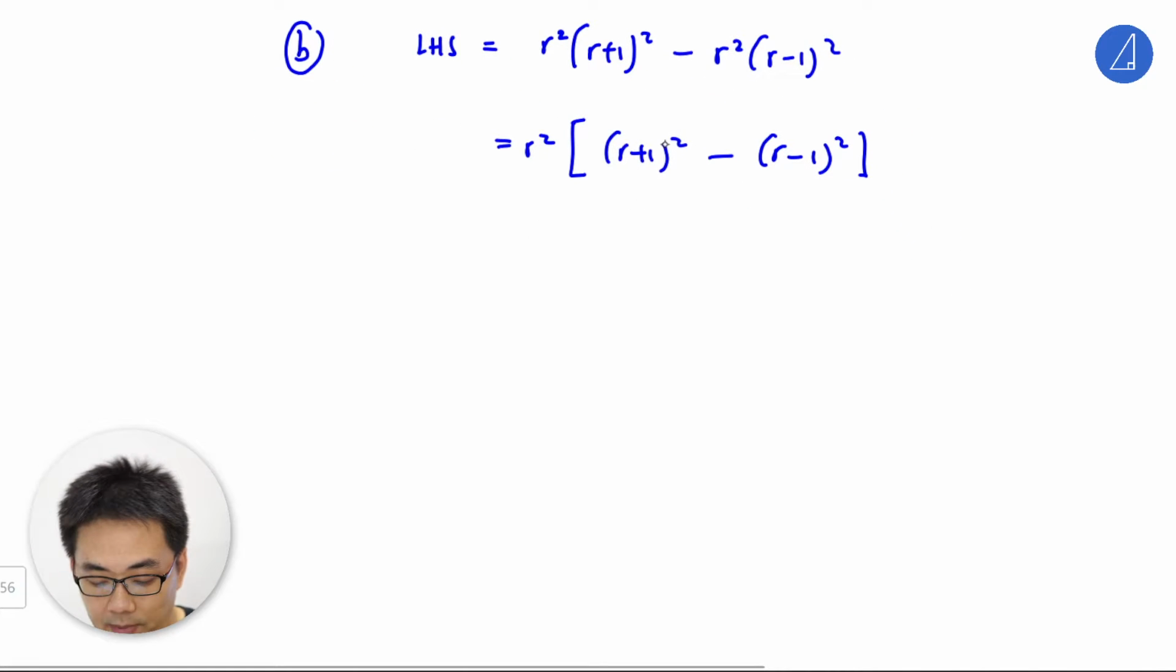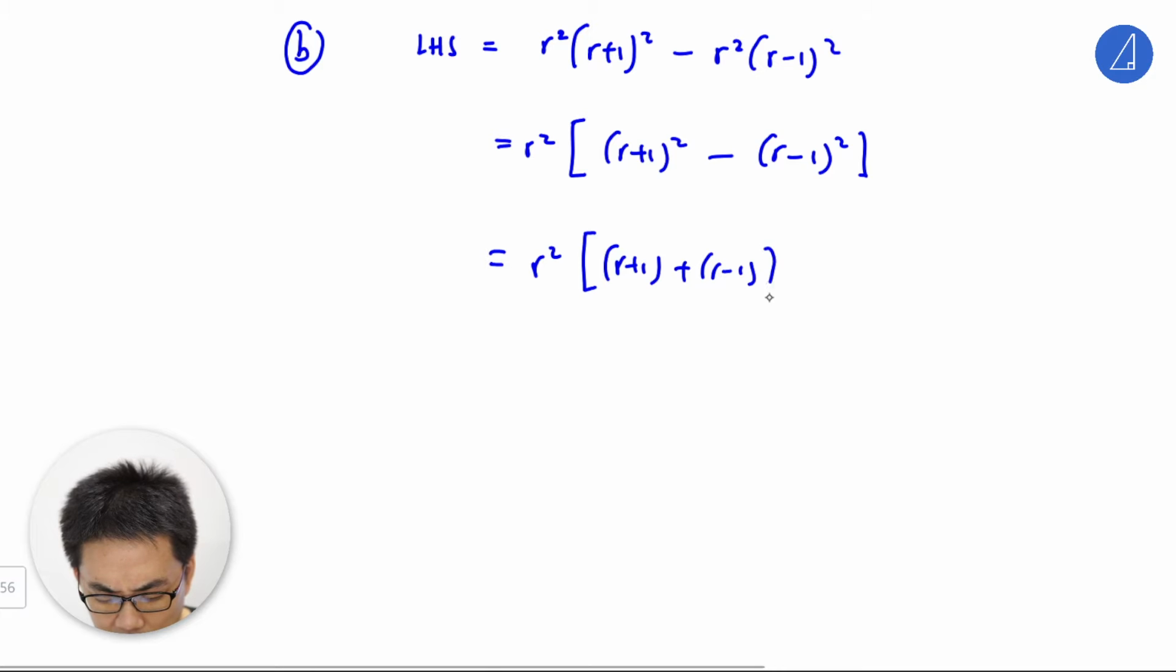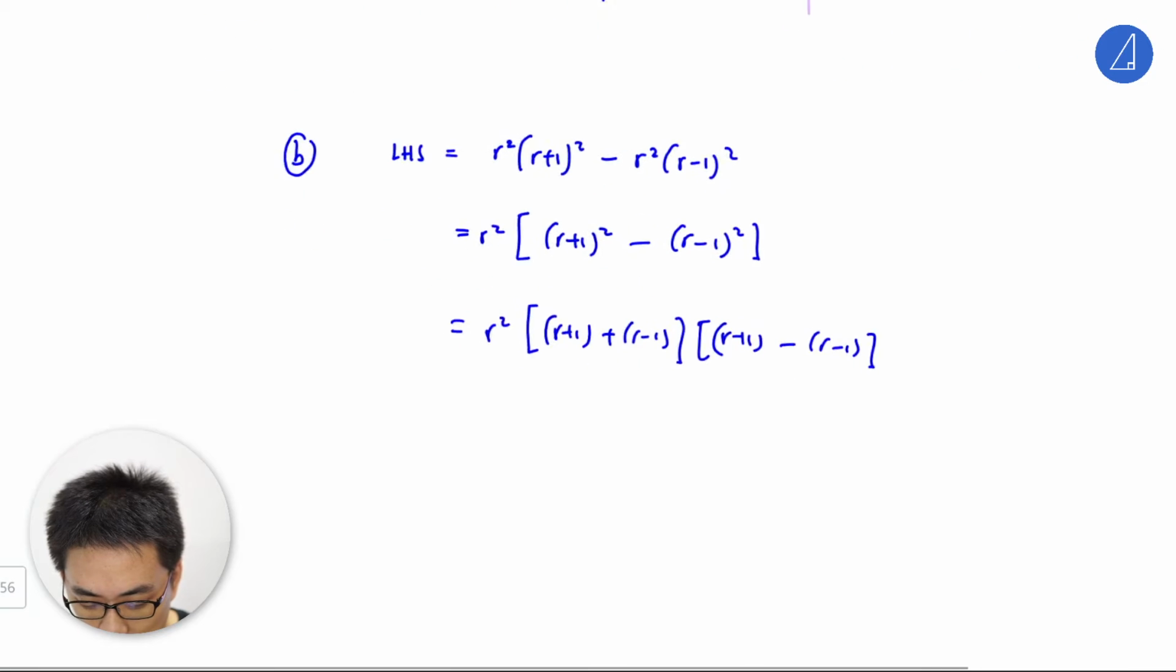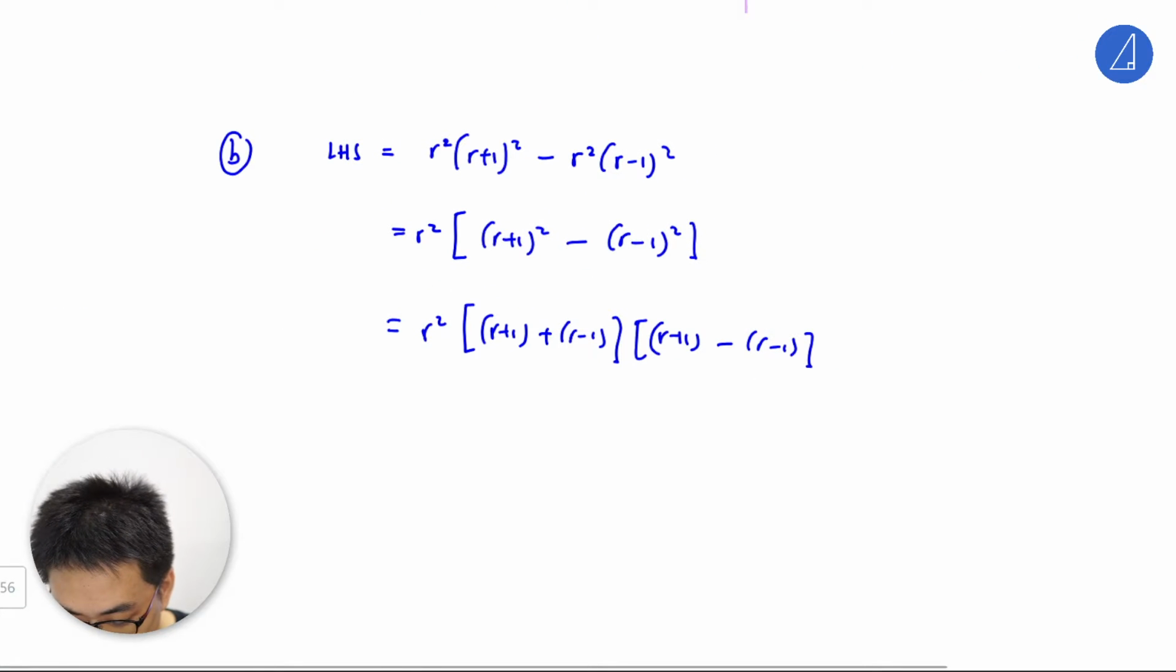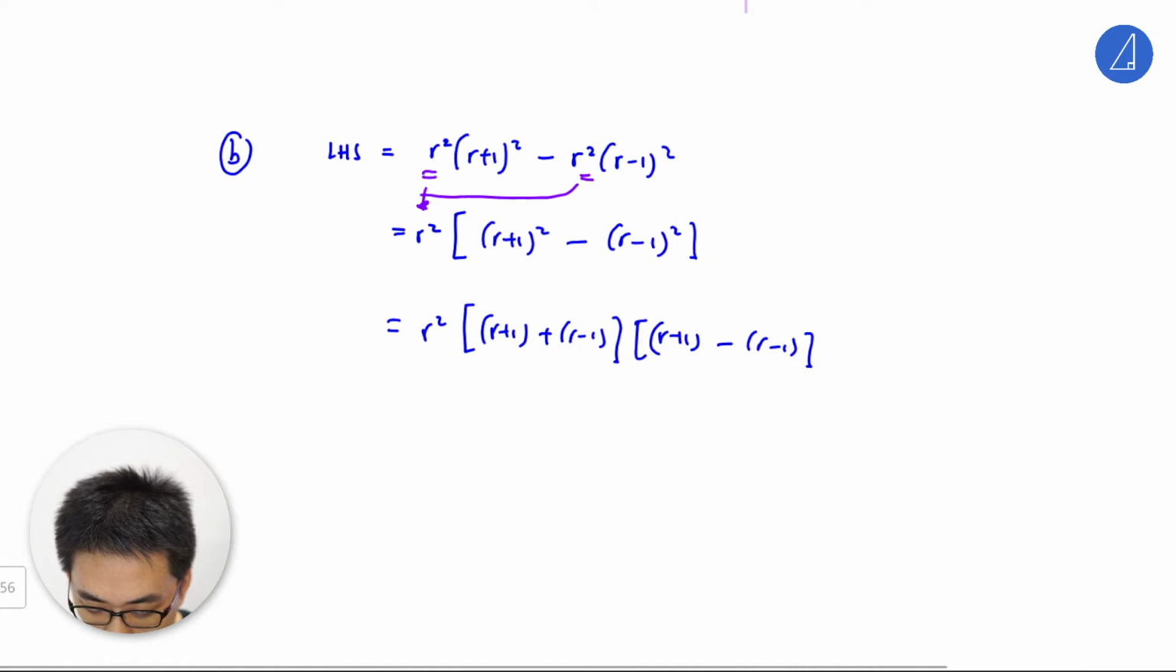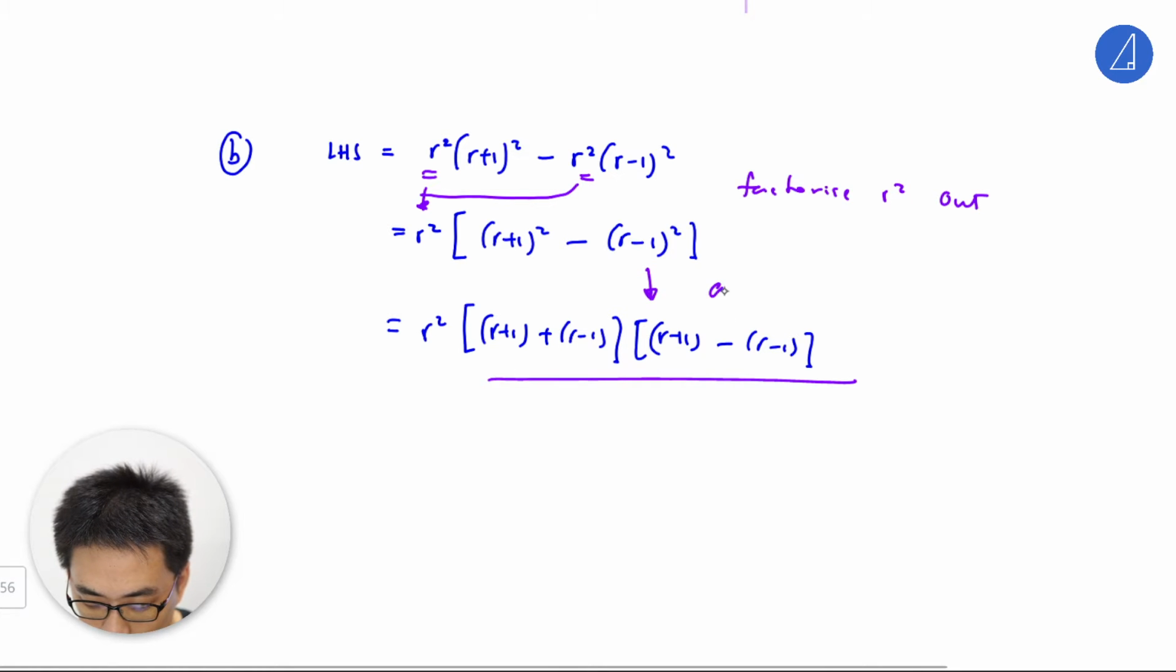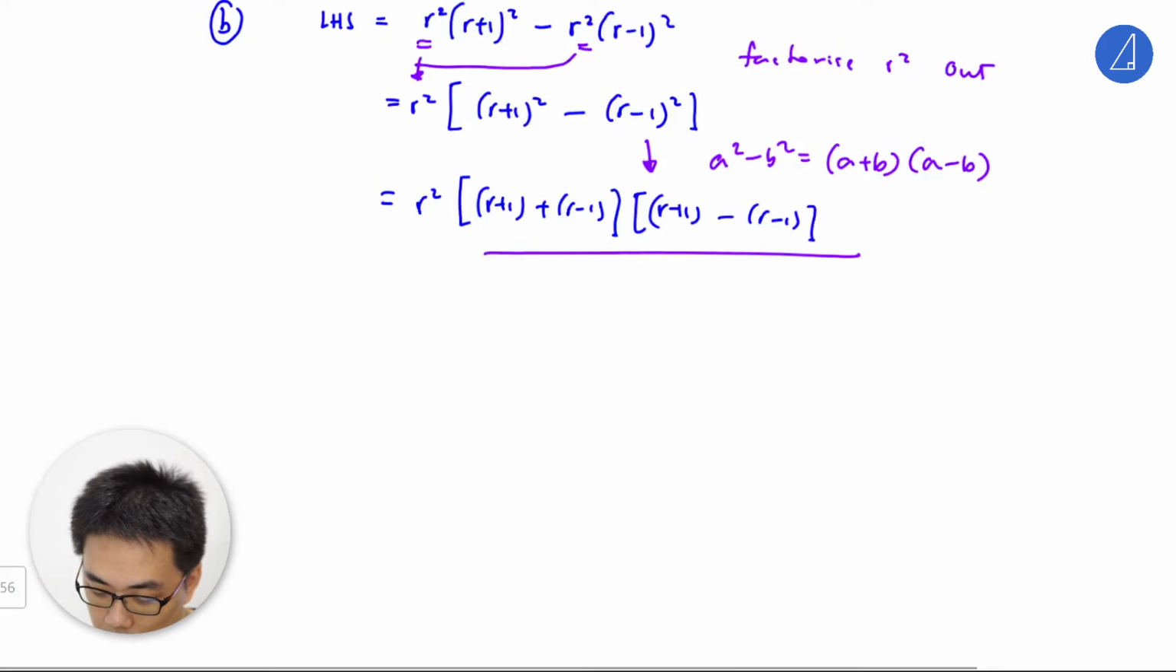Then this one is a square minus b square. So you still can factorize the difference of squares. So it's (r plus 1 plus r minus 1)(r plus 1 minus r minus 1). Okay, so maybe I'll write this down for you. This part here. So I factorize r square out. And here, a square minus b square is (a minus b)(a plus b). Okay, so this is how I will do it.